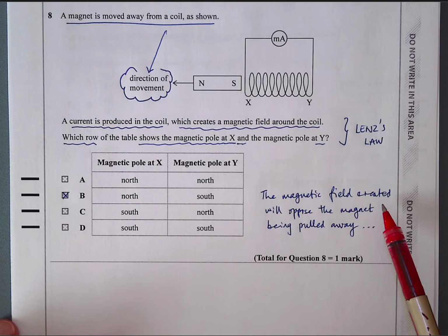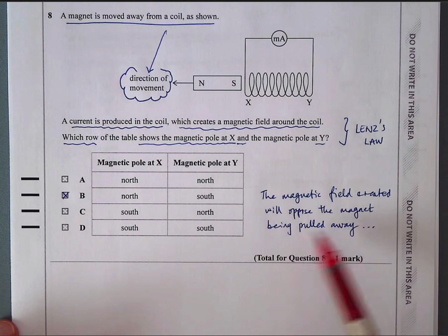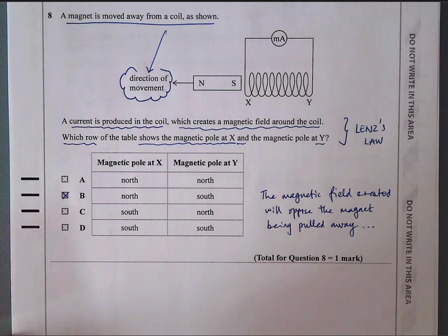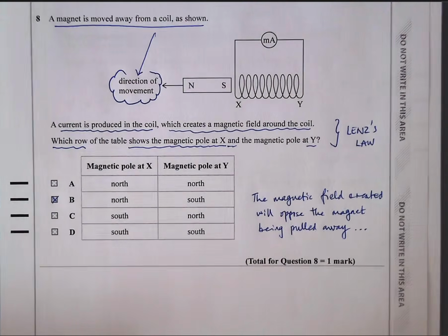The magnetic field created will oppose the magnet being pulled away. Okay, if you're pushing it in, it would become a south pole, but if you're pulling it out, it becomes a north pole. It will do the opposite to what you're trying to do. It will try to oppose you. Okay, that's the conservation of energy implication.